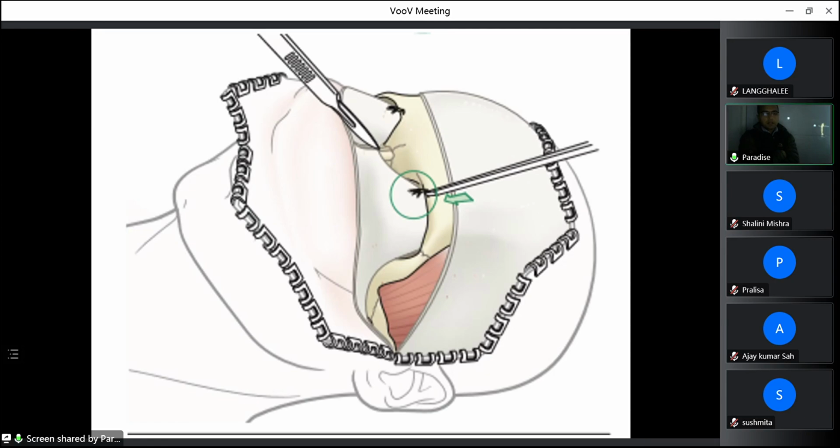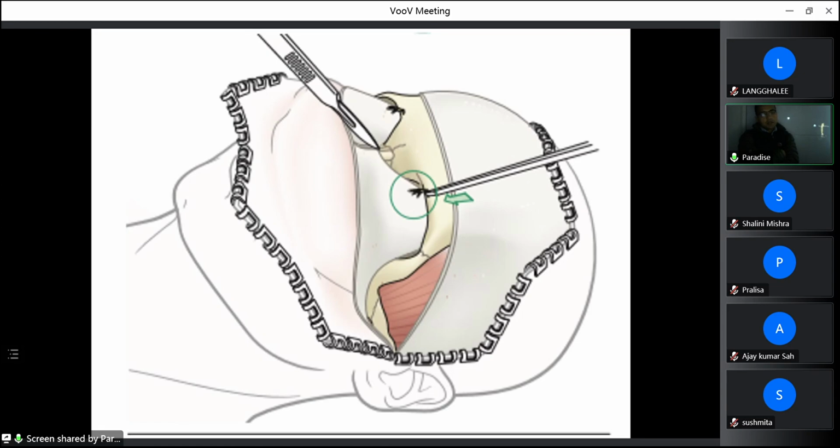In the upper 3 layers, S stands for skin, C stands for connective tissue, then A stands for aponeurosis. It is also known as galea aponeurotica. Then L stands for loose areolar tissue. And the last one is P stands for pericranium. It is a short form of layers of scalp. S for skin, C for connective tissue, A for aponeurosis, L for loose areolar tissue, P for pericranium.